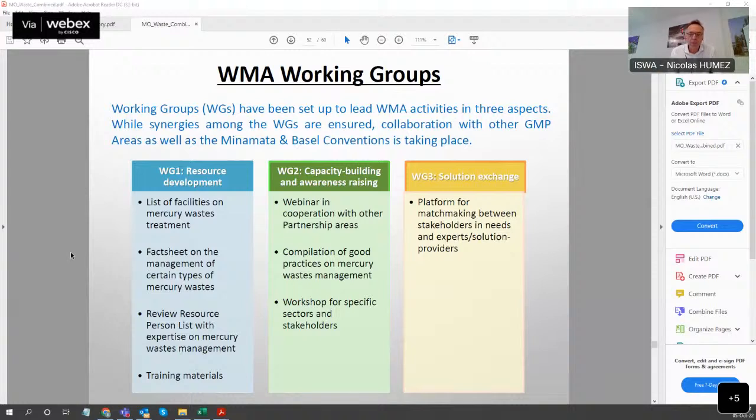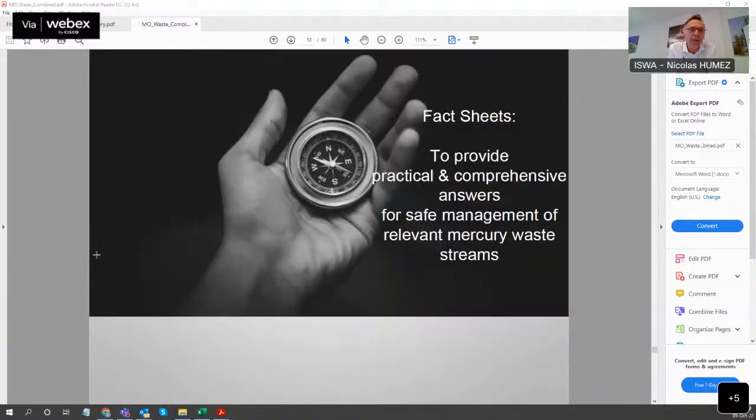And then I will come back much more in the details of two different topics we have in working group one. The first one regards, can you go next slide, the fact sheet. The idea of the fact sheet is to provide, as it is written, practical and comprehensive answers for the safe management of certain kinds of mercury waste streams. So why we had this idea, can you go next slide, please?